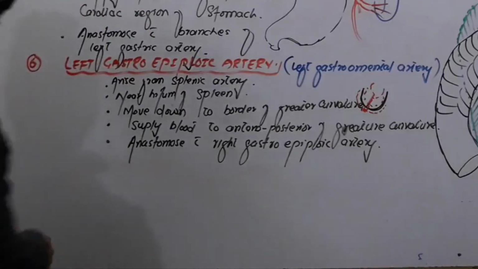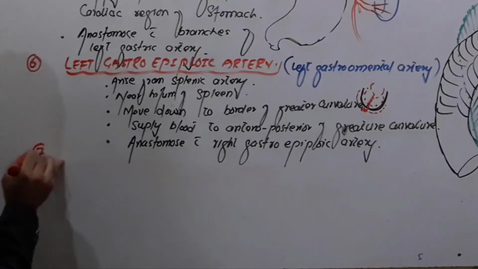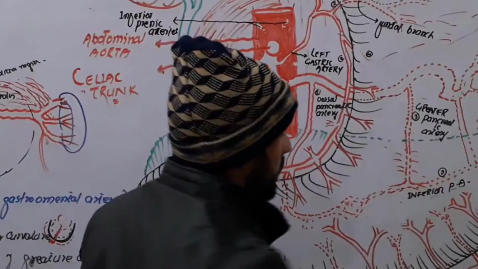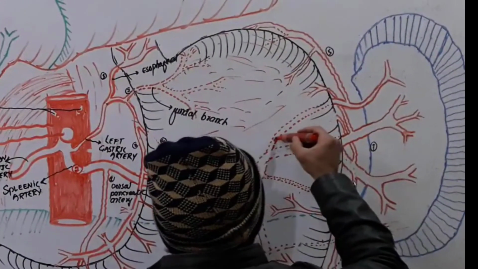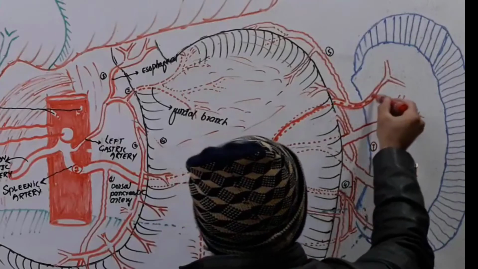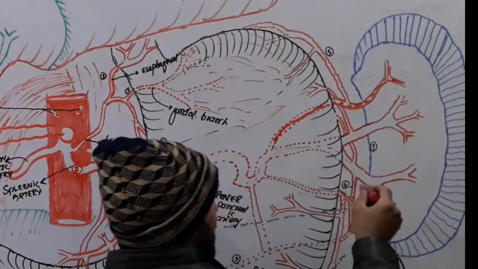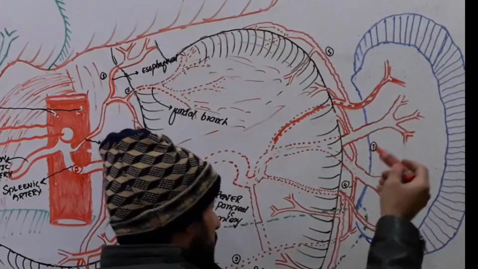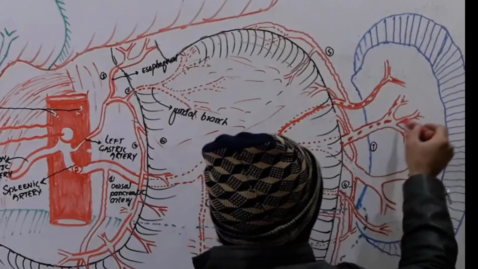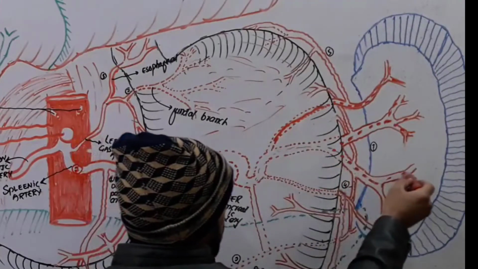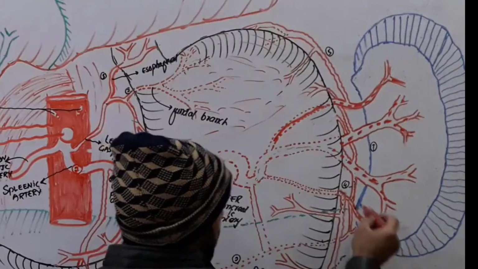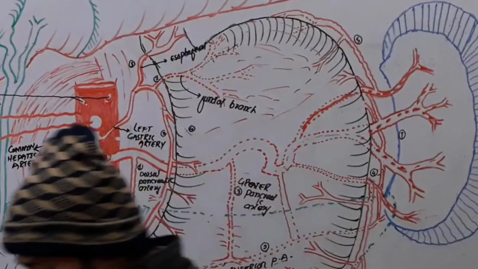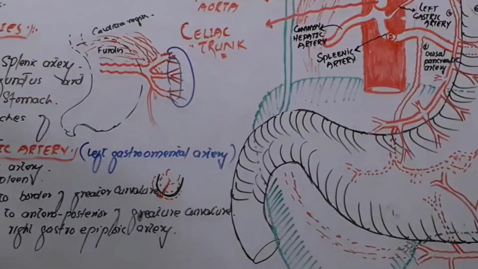Then the seventh branches of the splenic artery are called the splenic branches of the splenic artery. You can see here, look carefully my dear friends. This is the splenic branch of the splenic artery, and it enters the spleen. It is entering the superior segment, and the middle part, and this is entering the inferior segment. So all these four branches are the splenic branches of the splenic artery.